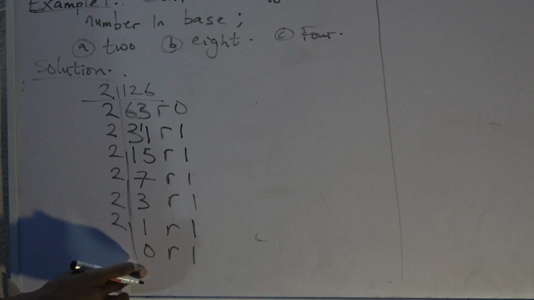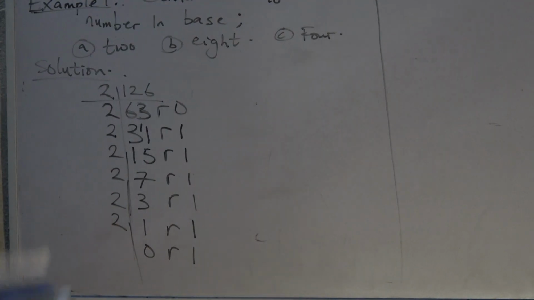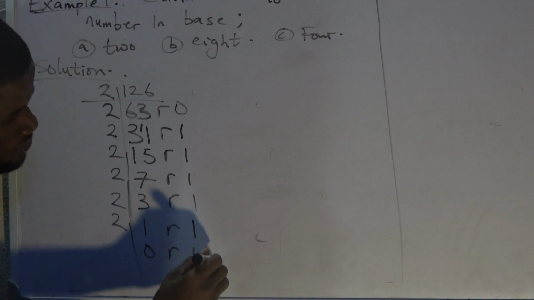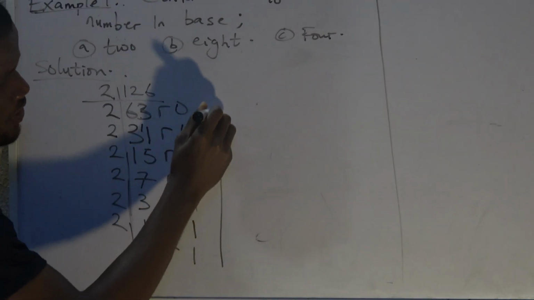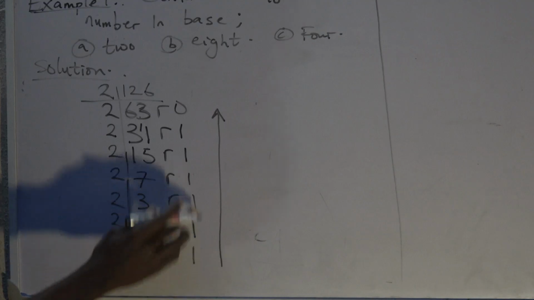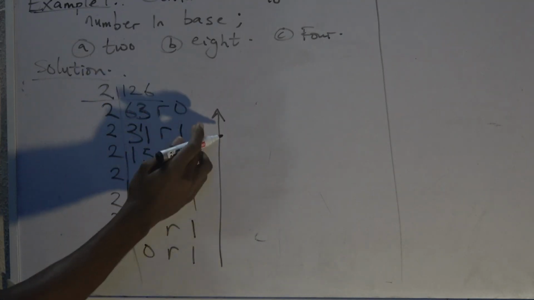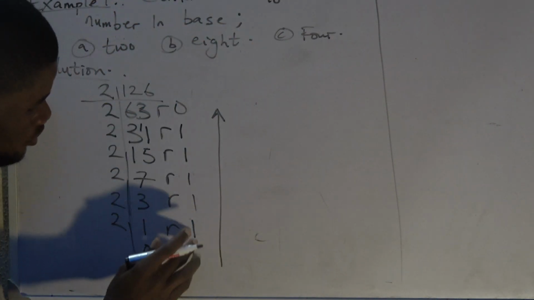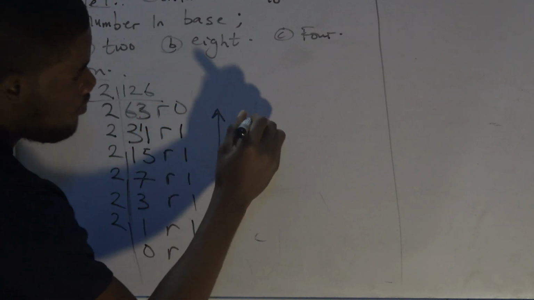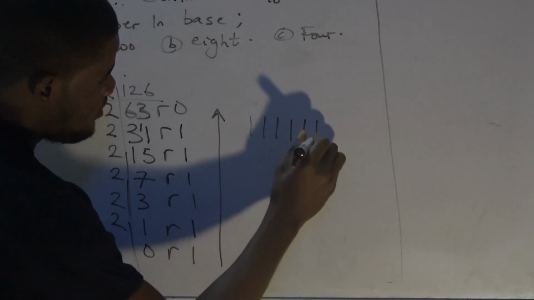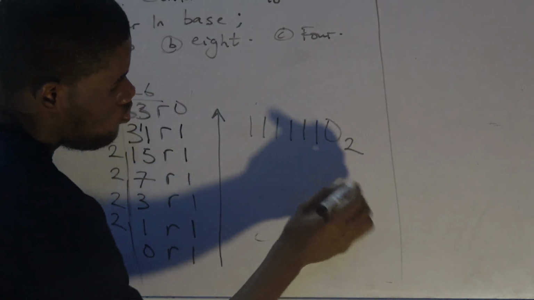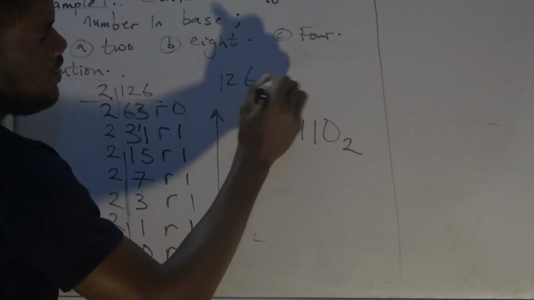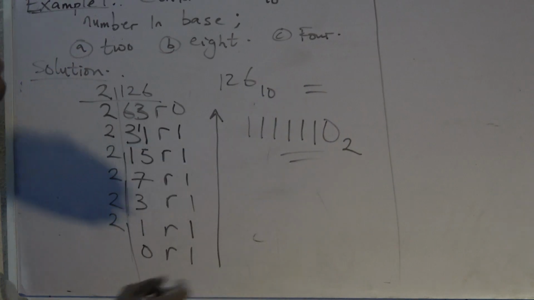Once you stop at 0, this is your last point. So for your answer, you draw an arrow going upward, from down upward. What this means is that your answer will start from the bottom. You start writing the values from down upward. What we got here is 1, 1, 1, 1, 1, 1, six 1s, then a 0, base 2. So you can say 126 base 10 is equal to this in base 2.